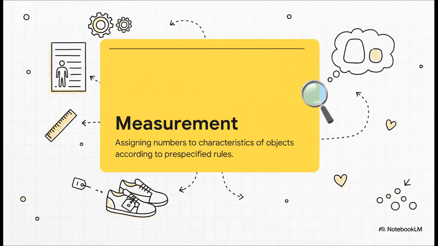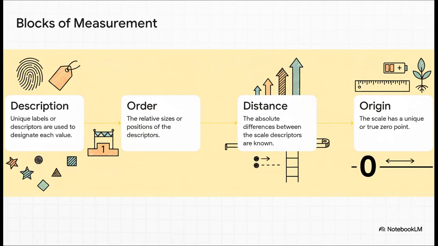So what even is measurement when you boil it down? Well, at its core, it's just about assigning numbers to things based on a set of rules. It could be your height, your shoe size, or even how much you love a brand of coffee. It all starts with this simple idea. And what's so cool is that all measurement scales, all of them, are built from just these 4 simple characteristics. First, you have description. That's just a unique label. Then you add order, so now we know the relative position. After that comes distance. Now we know the exact difference between points. And finally, origin, which means having a true, meaningful zero. Every scale we're about to look at just adds one more of these building blocks.